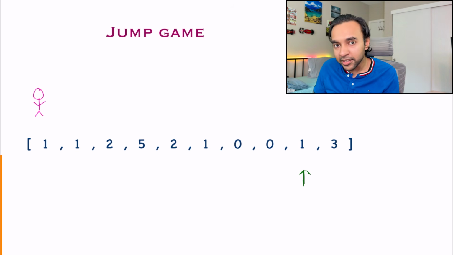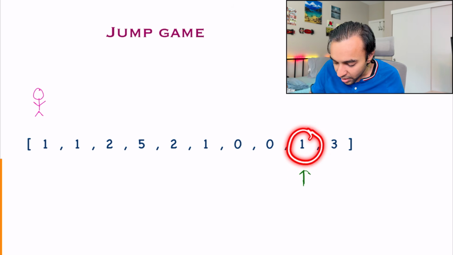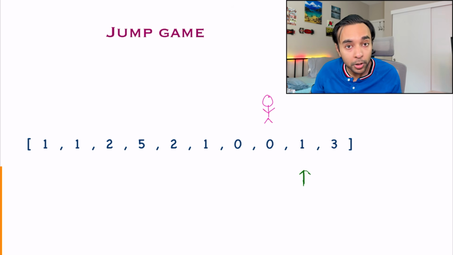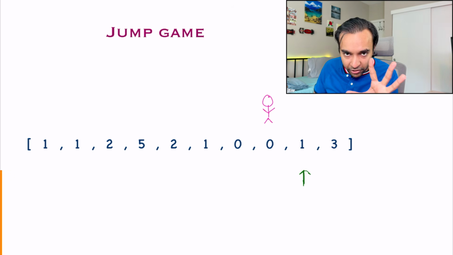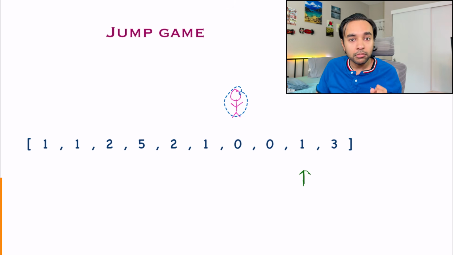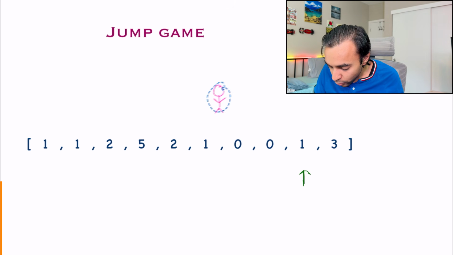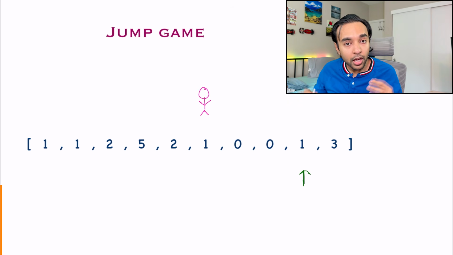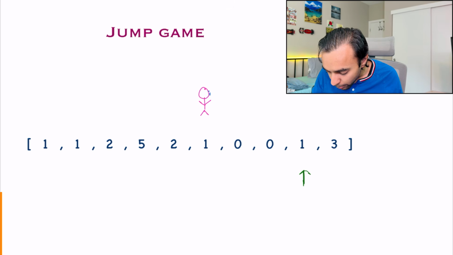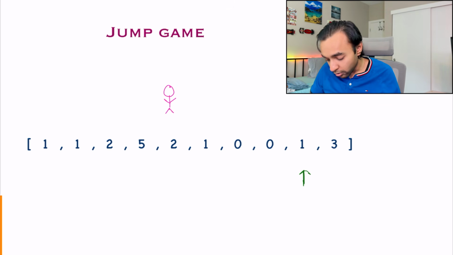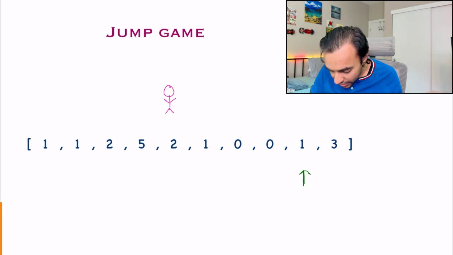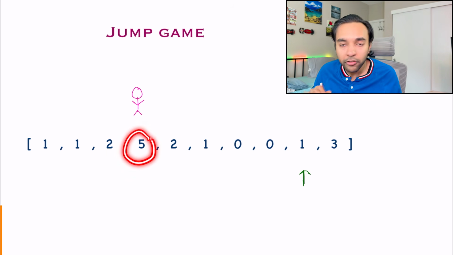Now let us try to apply the same logic. Can I reach from here if I'm starting at this particular number 0? No, because I cannot jump. So definitely this is not viable. Can you go to the last position if you're here? Once again, no. Can you go to the last position if you're at 1? No, because from here you can only take a maximum jump of 1. So keep going back. Can you reach from here? Once again, no, because from here you can only take a maximum jump of 2. Keep going back. Can you reach the end from here?